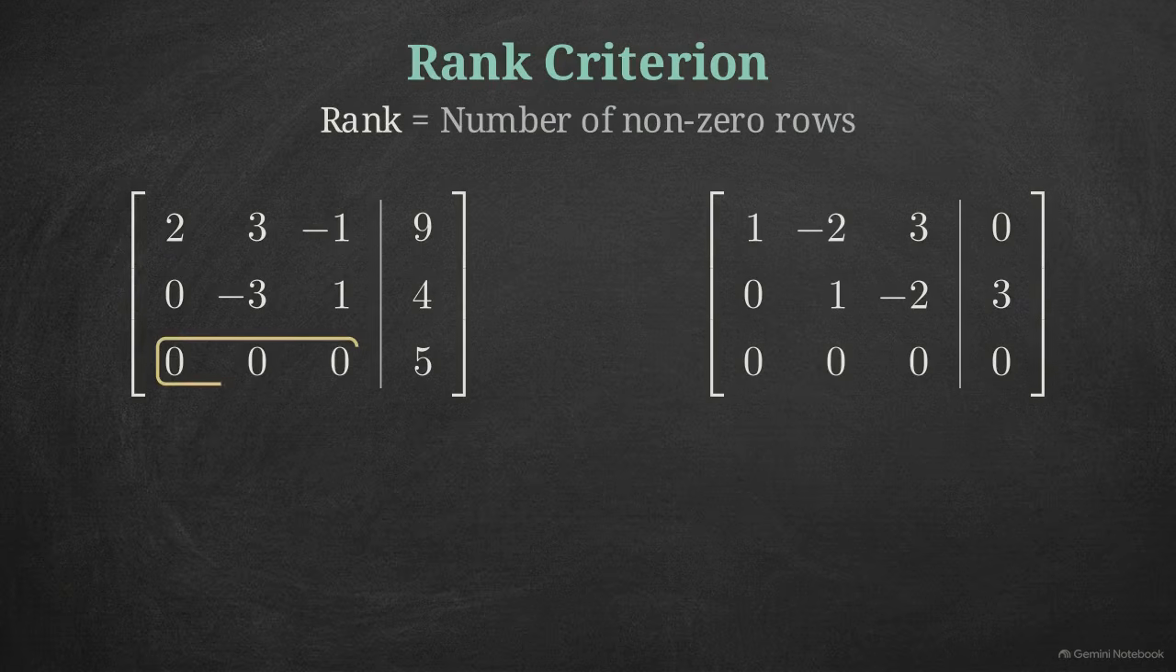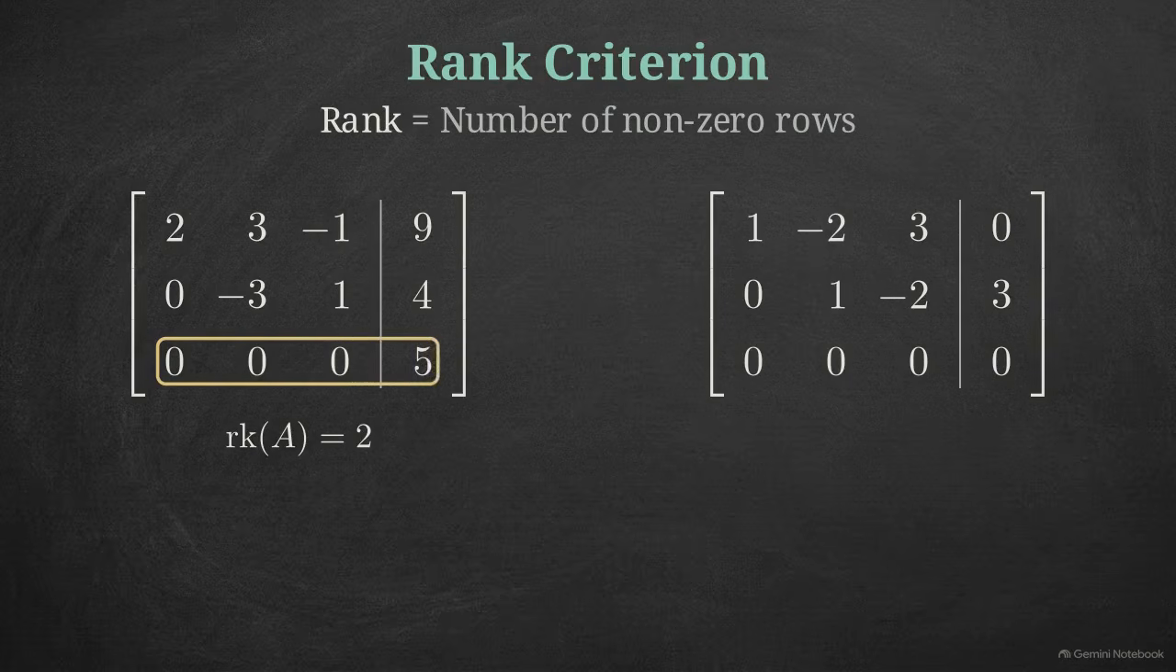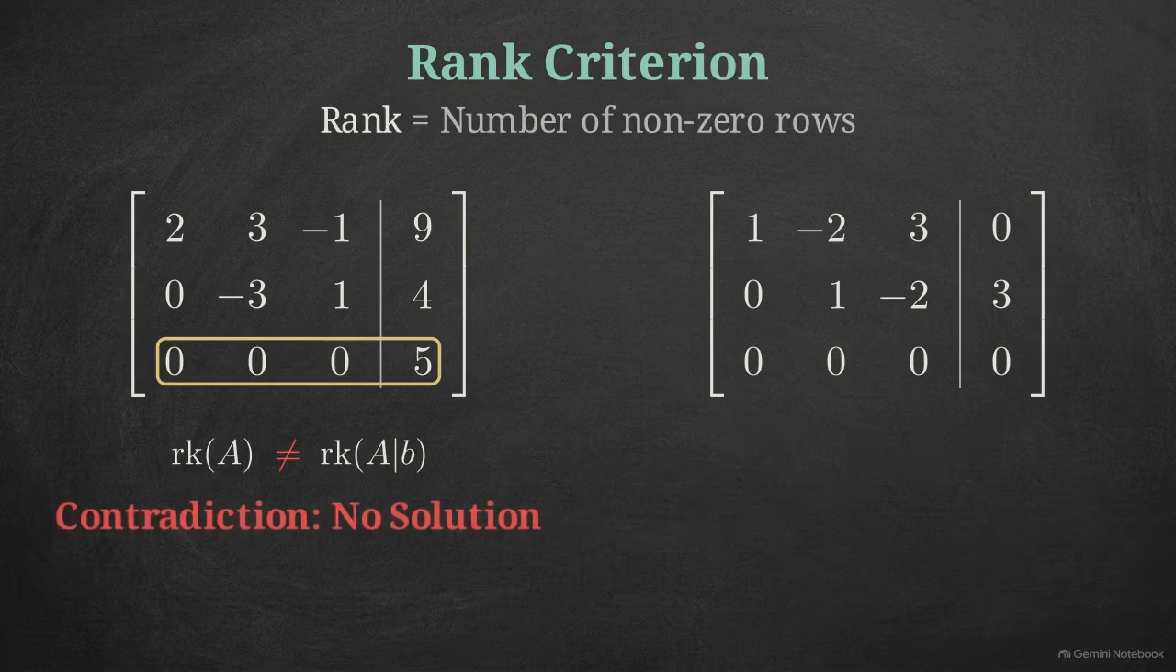Look at the bottom row of this first matrix. The coefficient side is all zeros, meaning its rank is 2, but the augmented side contains a 5, giving the full matrix a rank of 3. Because these ranks do not match, this system yields a mathematical contradiction. There is no solution. Now observe the second matrix.